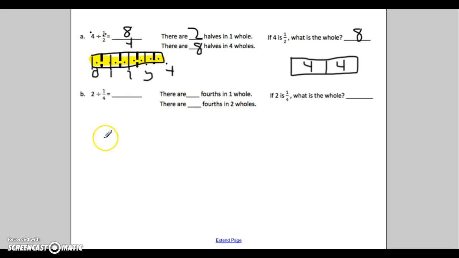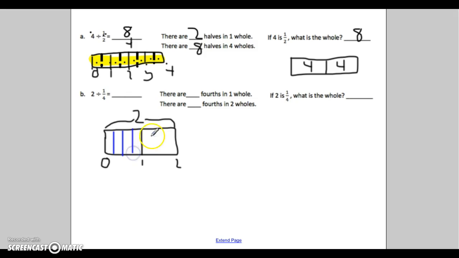Okay, for question B, it's saying 2 divided into 1/4, so my whole is worth 2. And I'm splitting it in here. This would be 1 and this would be 2. Obviously before my tape diagram starts, that's 0. But I'm not splitting it into 2 equal pieces. I'm splitting it into 4ths. So there needs to be 4 pieces inside each of my wholes. Each of those are 4ths. Each of these are 4ths.